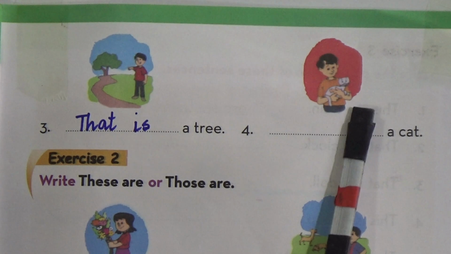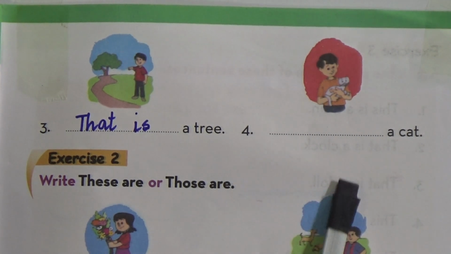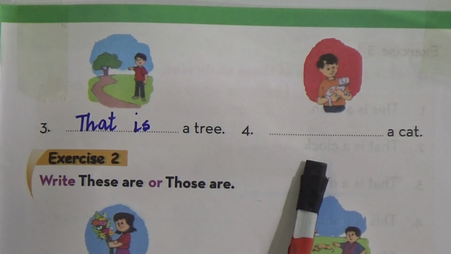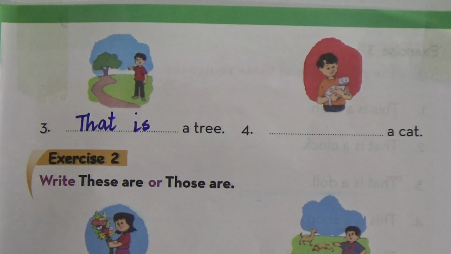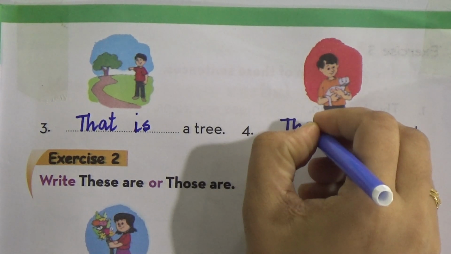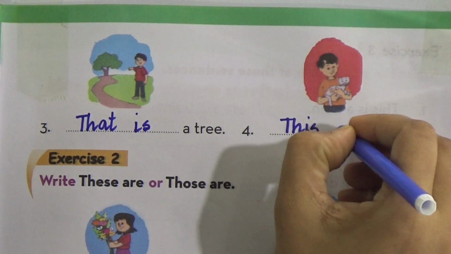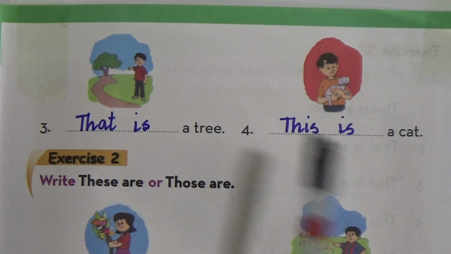Number 4. We can see that there is a cat in the lap of the boy. So what will we write? Is it far or near? Yes, this is near the boy. So we will write this is a cat. This is a cat.